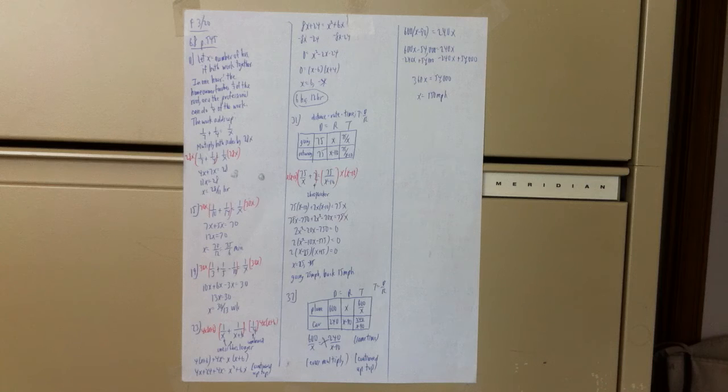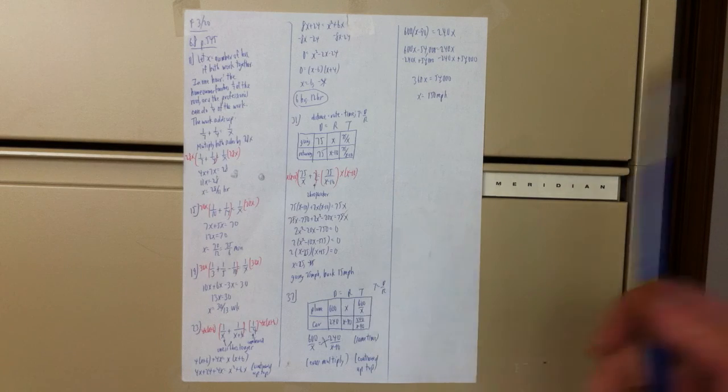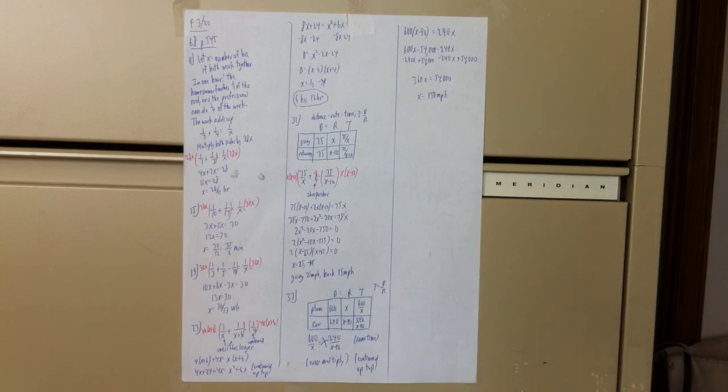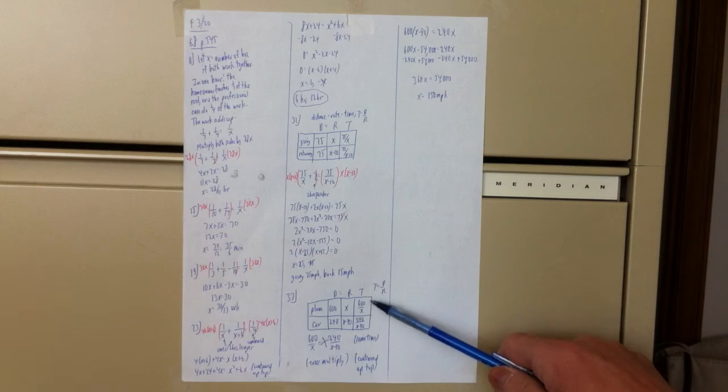For problem 37, something similar. We're told the plane goes 600 miles, the car 240 miles, and I called the plane's rate of speed x, and the car would be x minus 90 because we're told it goes 90 miles an hour slower. Time is distance divided by rate, so I divide 600 by x, 240 by x minus 90, and in this case we're told the two times are equal. So since the two times are equal, I set this equal to this.